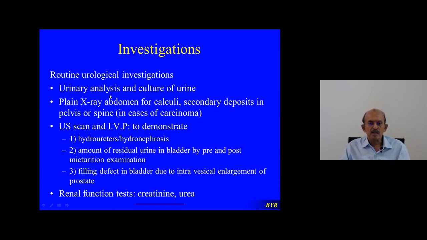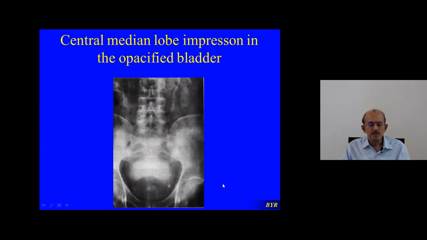You have to do urine analysis, plain X-ray abdomen for evidence of calculi, intravenous pyelography for any obstructive uropathy, then prostatic shadow in the bladder, then estimation of the residual urine. Renal function test to know about the functional ability of the kidneys by doing creatinine and urea estimation. This is an example of IVP.